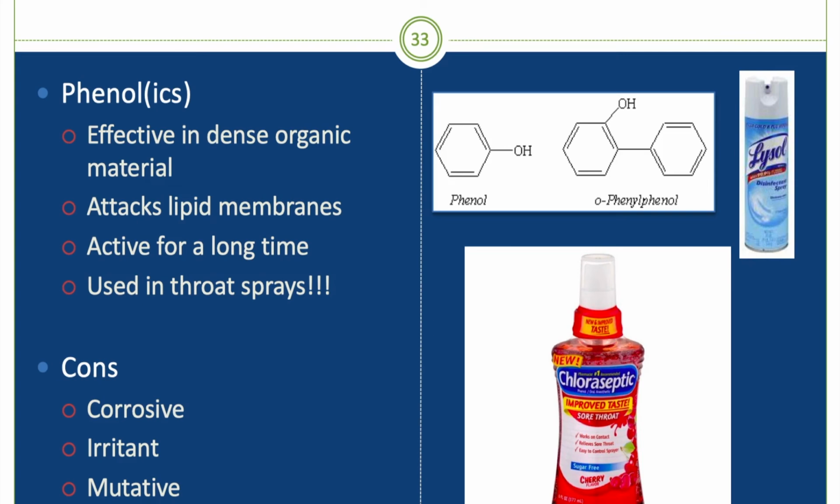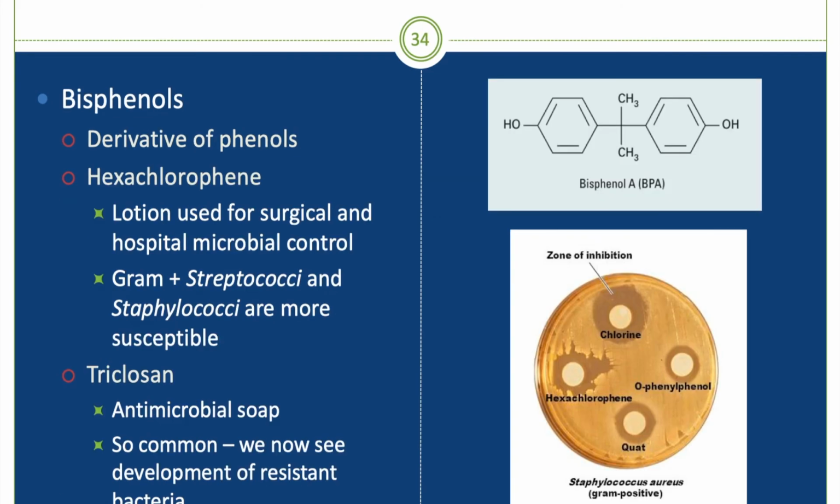You have chemical methods, including phenols. The phenols are very effective against the membranes of bacteria, and they may be able to stay effective for a longer period of time. The downside, however, is that they are corrosive and irritant and may cause mutation. So that's a red flag right there.